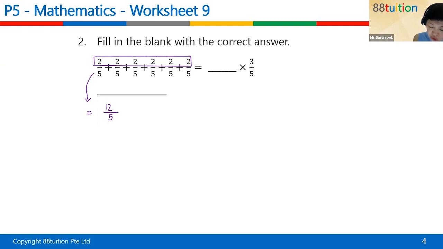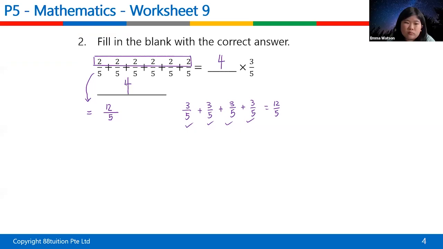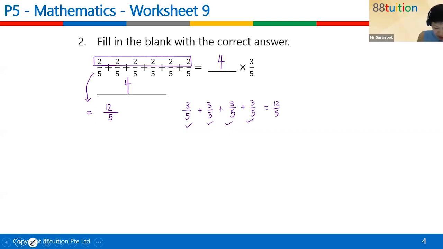So what can you do? You must think, if you have 3/5, that is only 3/5. Another 3/5 makes 6/5, another 3/5 makes 9/5, and another 3/5 equals 12/5. So how many of these here? Count 1, 2, 3, 4. So you have 4 times of 3/5. That gives you the final answer 4. Do you get answer 4 for yourself? Yes, very good. Okay, next question.